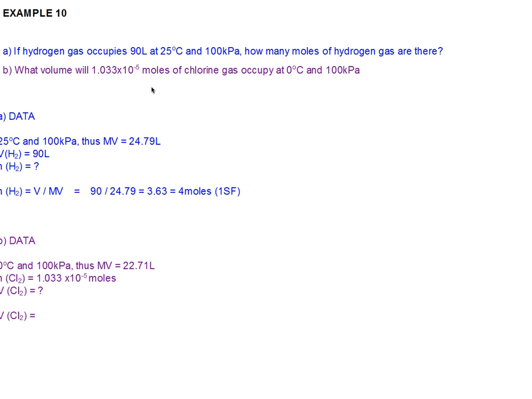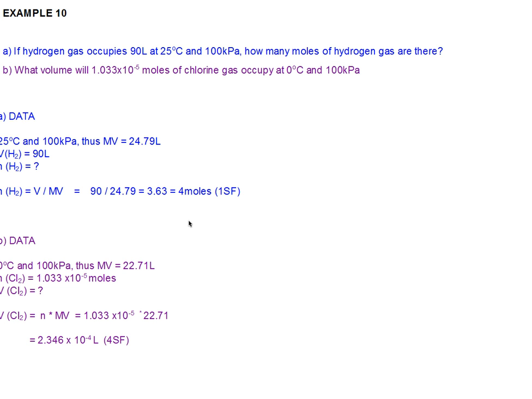We've been asked to find the volume of chlorine gas, so let's put our formula in place. Volume equals number of moles times molar volume. We've got 1.033 by 10 to the minus 5 moles times the molar volume at 0 degrees, which is 22.71. Put that in your calculator and see how you go. The answer you should get there is 2.346 times 10 to the minus 4 litres to 4 significant figures. Should it be 4 significant figures though?